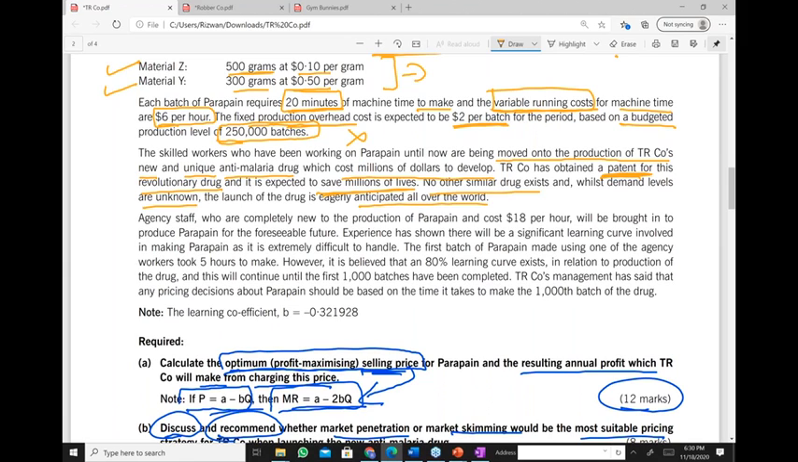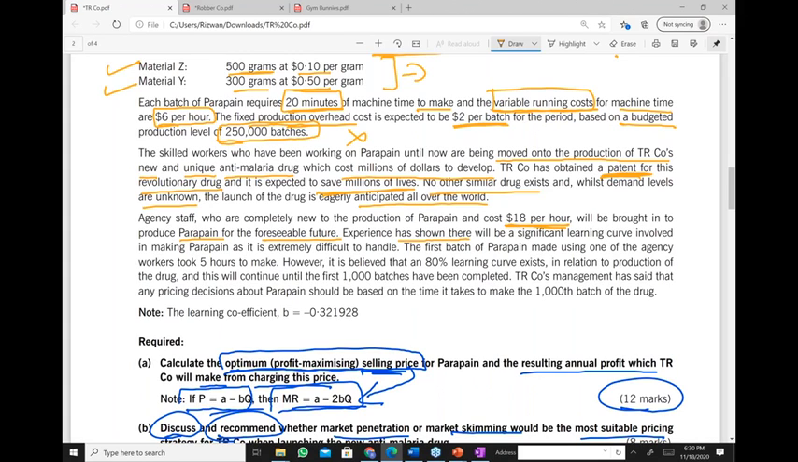Agency staff who are completely new to the production of paraffin cost $18 per hour. So now what will happen? Your current skilled workers have been shifted towards the new product, maybe the corona vaccine, and an agency has been hired that will work on this paraffin, what you call medicine. Agency staff who are completely new to the production of paraffin and cost $18 per hour will be brought in to produce paraffin for the foreseeable future.